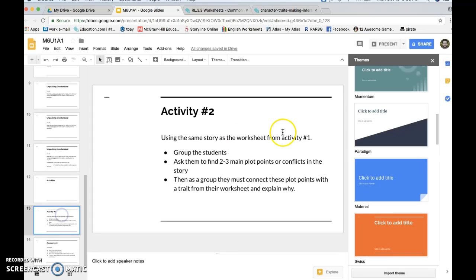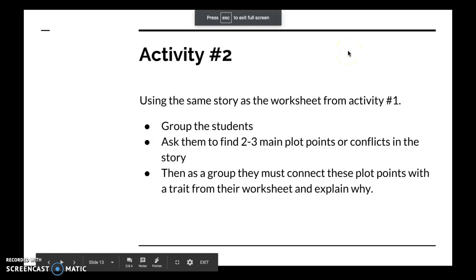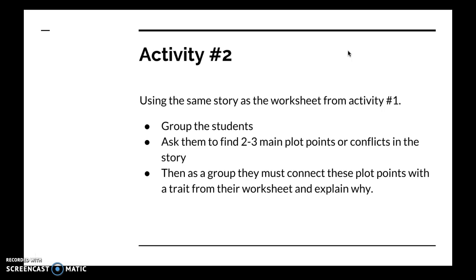For my second activity, I wanted to do the sequence of events. I just had an idea here. So activity number 2, using the same story from the worksheet from activity 1, I would get the students in groups for a little group activity and ask them to find 2 to 3 main plot points. This can be shortened to 1 to 2 depending how short or long or complex the story is. Then, as a group, they must try to connect these plot points with a trait from their worksheet and explain why. And this would definitely tackle component number 2, which is to explain how they contribute to the sequence of events. Plot point being the sequence of events and all that.